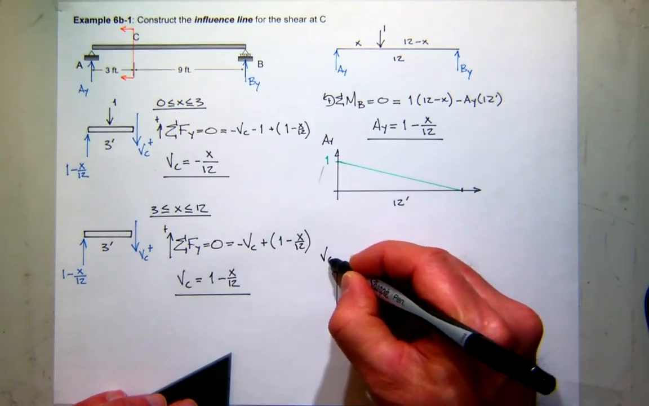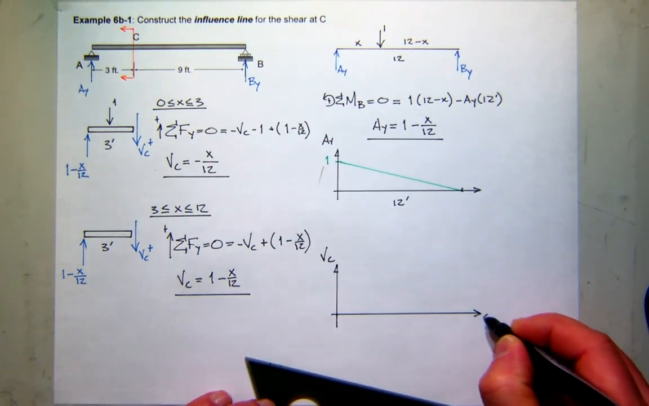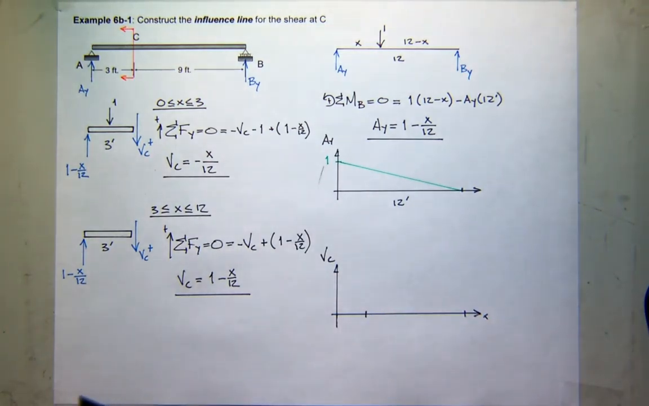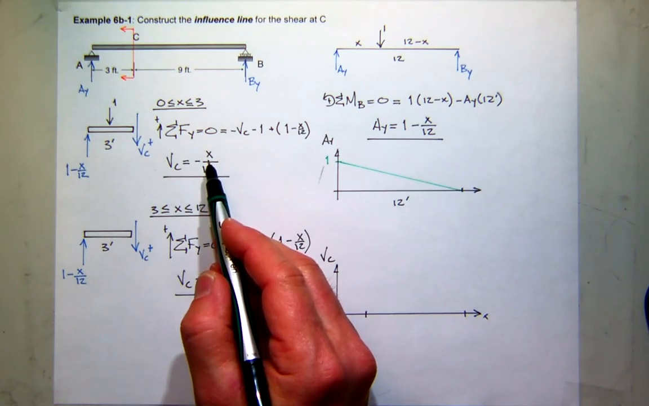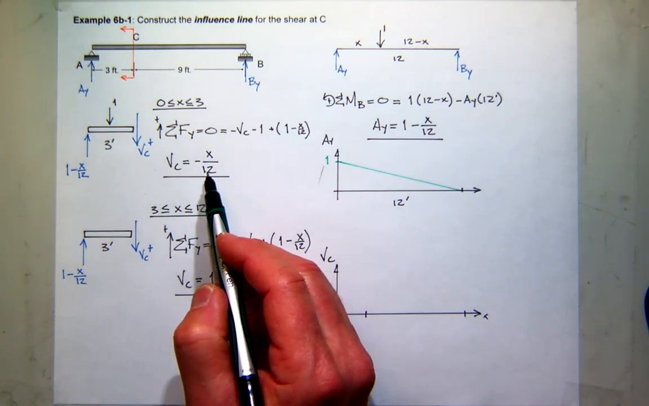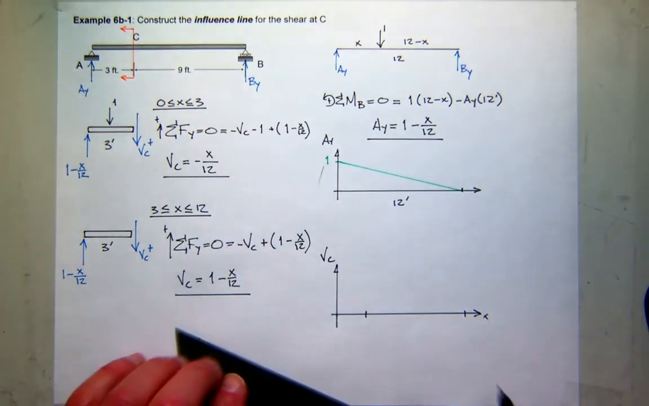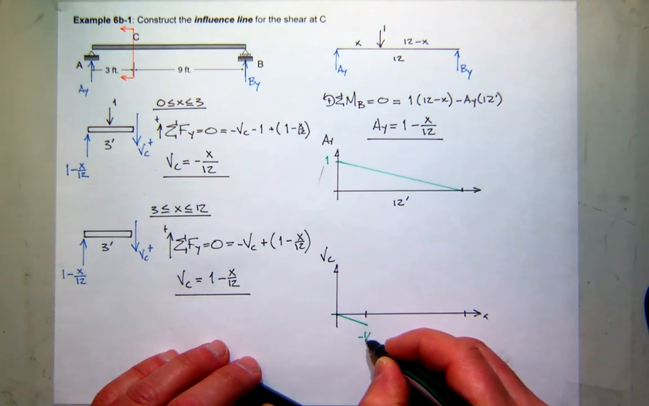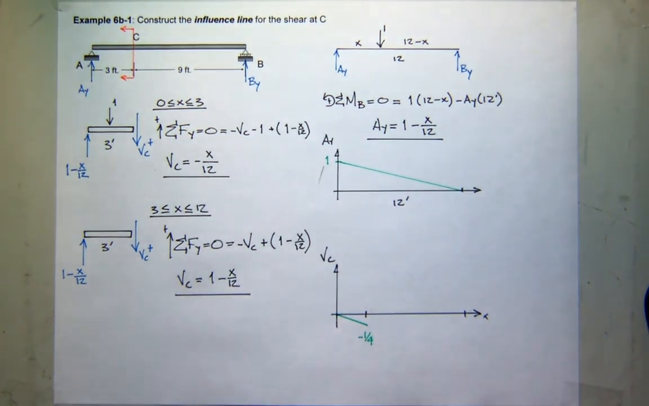So I'm now plotting the shear at C as a function of x. So there's 12 and there's 3. So from 0 to 3, I plot this equation. So when I plug in x equals 0, what's the shear at C? 0. When I plug in 3, what's the shear at C? Negative 1/4, right?